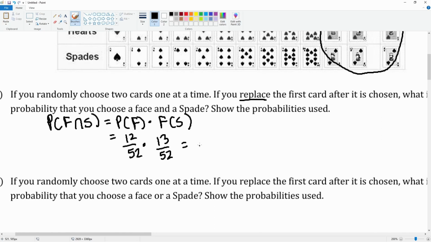12 divided by 52 times 13 divided by 52. So that becomes 3 over 52, or if we put that in a decimal and multiply it by 100, that will get us 3 divided by 52. Turn that into a decimal, times that by 100. That will get us approximately 5.77%.